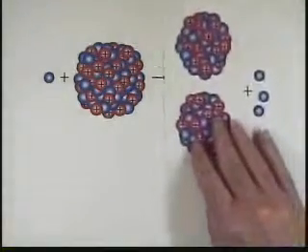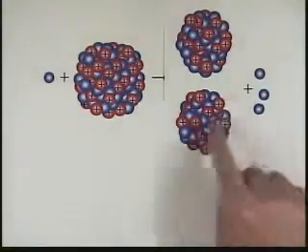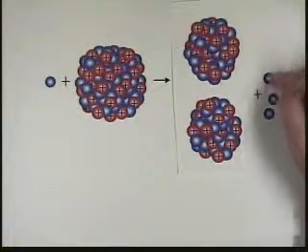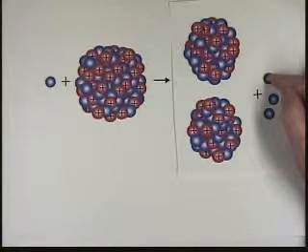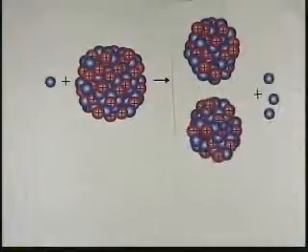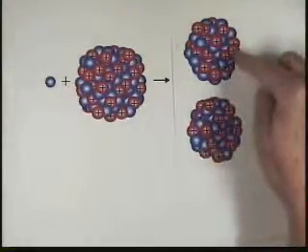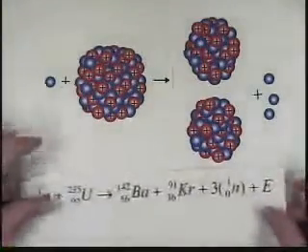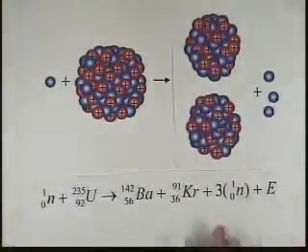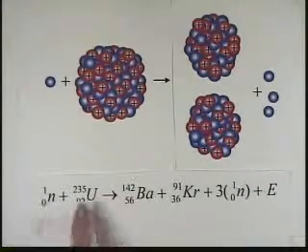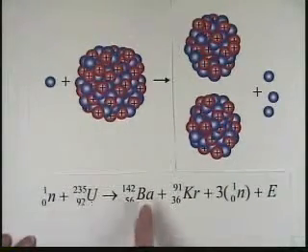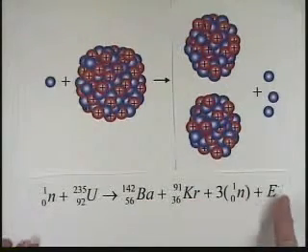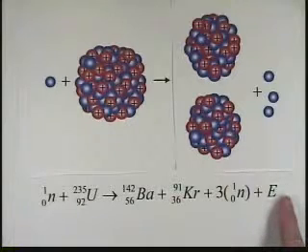two smaller particles. In addition to the two smaller nuclei, we get 3 more neutrons released, and a tremendous amount of energy is released because the 2 smaller nuclei are so much more stable than the one large one. Here's the equation for the fission reaction. Notice we start with a neutron plus the isotope of uranium. We get 2 smaller barium and krypton nuclei, 3 neutrons, and a tremendous amount of energy.